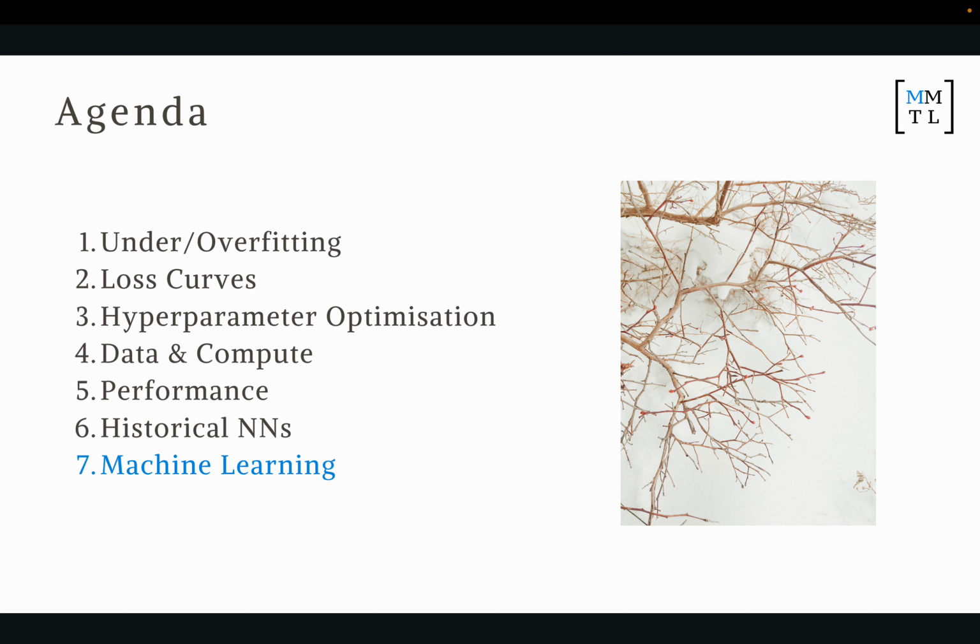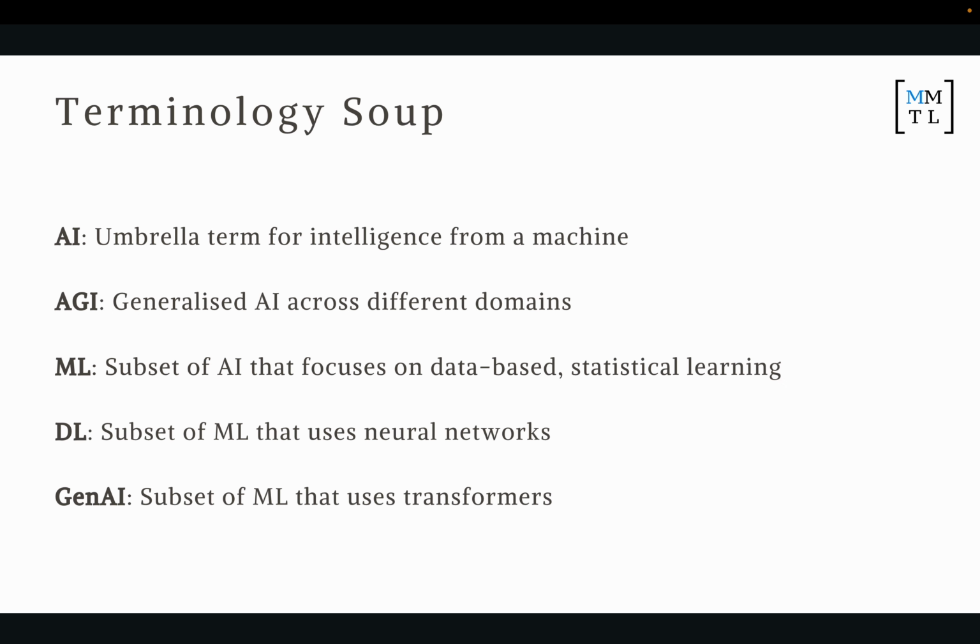All right, and then just a quick overview of machine learning in general, right? So this is the terminology soup that you're going to see around. AI is just an umbrella term for intelligence from a machine. AGI, which we're actually going to spend a little bit of time talking about, is AI that can do everything that a human can do. So the G stands for general, right? So general intelligence. ML is a subset of AI that focuses on data-based statistical learning. DL, or deep learning, is a subset of ML that uses neural networks in particular. And then generative AI is a subset of ML that uses transformers. Okay, so you're trying to generate information.